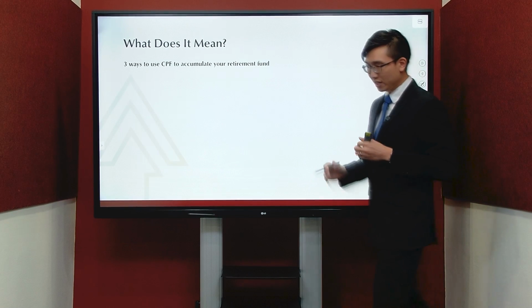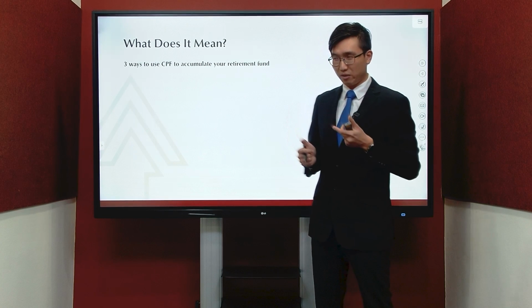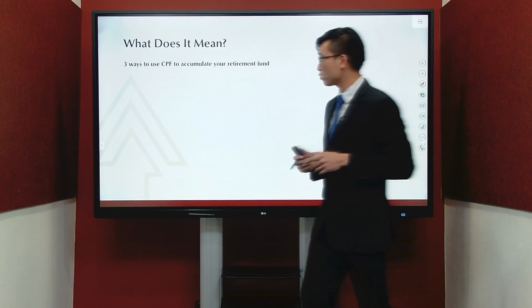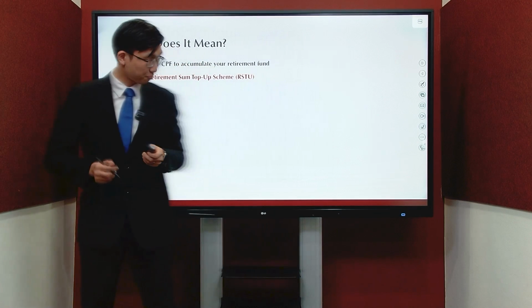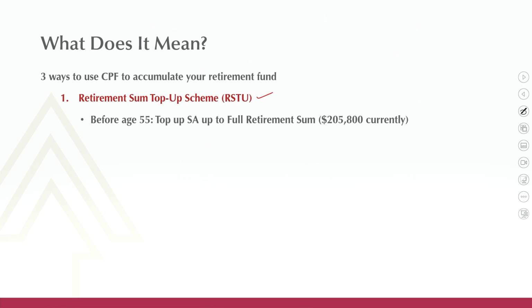Okay, so let's say you really like CPF and you want to accumulate more into your CPF accounts. There are 3 ways you can put more money or top up into your CPF. The first way is the Retirement Sum Top-up Scheme, RSTU. This is basically for those before age 55. You are able to top up your Special Account up to the cap of the full retirement sum. So this year, the full retirement sum, as we know, is $205,800.